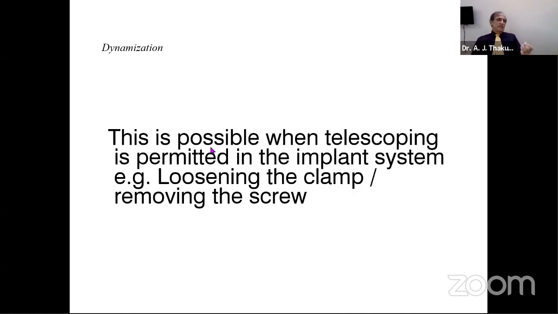Now how can we do this telescoping, how can we dynamize this in an external fixator? By loosening the clamps or loosening the pins. We considered all those factors which will make a fixator stronger, like adding more rods, or moving the rods closer to the skin or further away. Using one of those techniques, we can make the external fixator more pliable so that there could be desired movement at the fracture site. So loosening the clamps, reducing the span, increasing the distance, reducing the number of rods, all these are methods which we can use for dynamization of an external fixator.